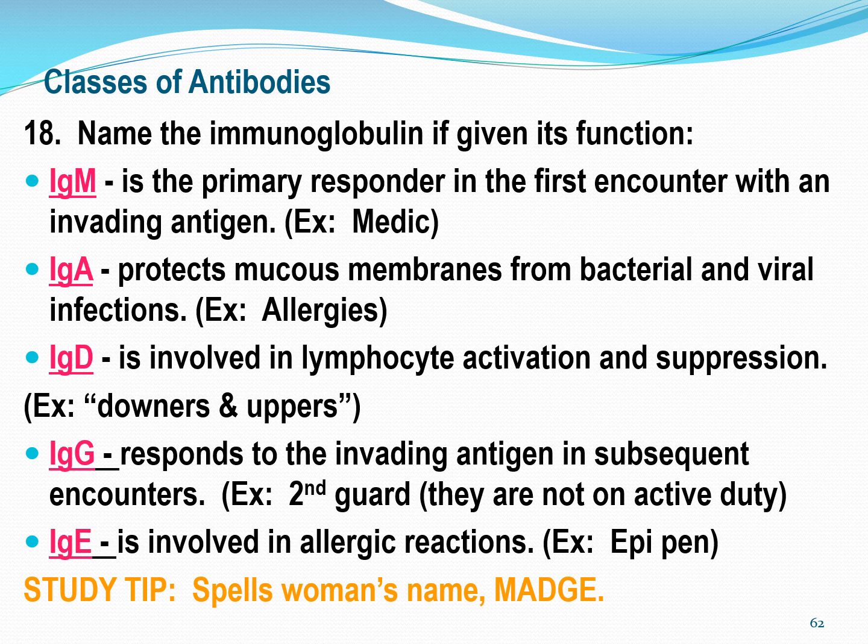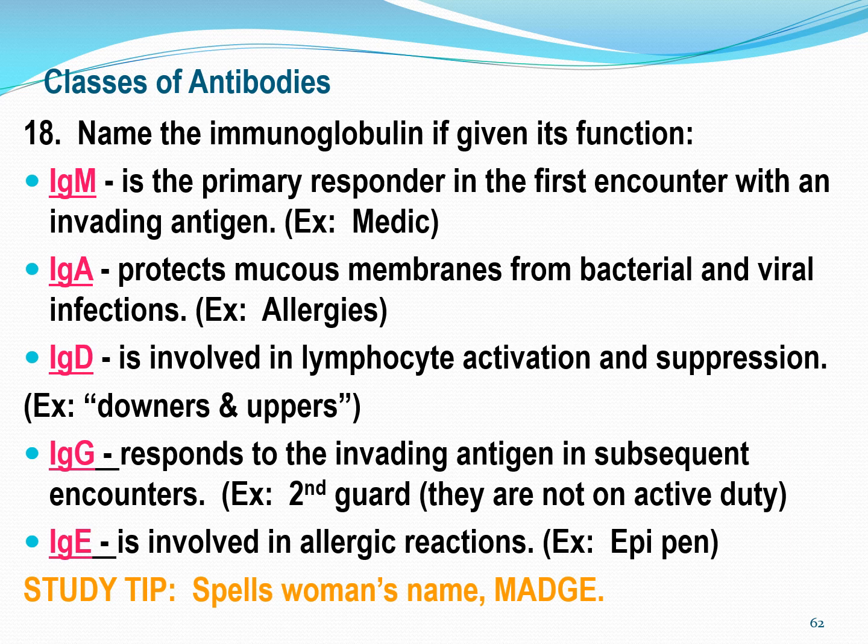IgA protects mucous membranes from bacterial and viral infections. So you think about mucous membranes, sneezing, allergies, right? A for IgA. IgD is involved in lymphocyte activation and suppression. Okay, so you activate them, then when you have enough, you suppress them. So you think downers and uppers, D, right? Downers, uppers. Okay, IgG responds to the invading antigen in subsequent encounters. Okay, so second guard, right?